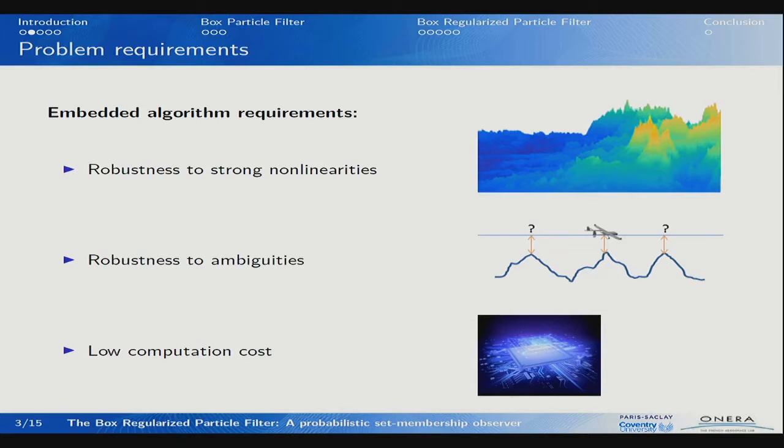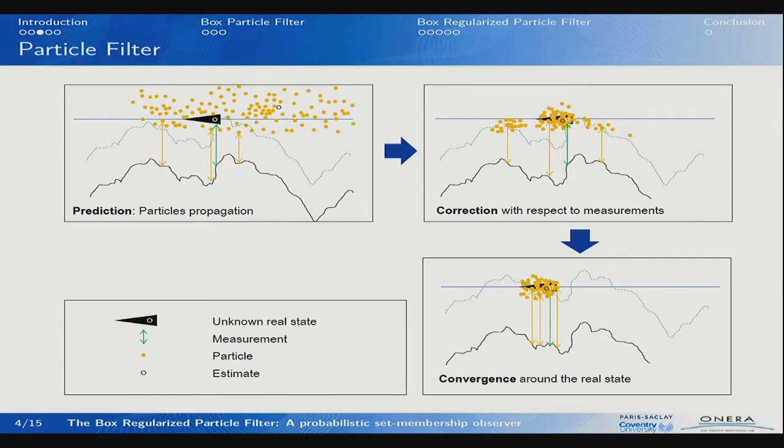We have to get an algorithm that is robust to strong nonlinearities, because the terrain is usually very nonlinear, and it is also non-analytical, because it is a map that we embed. It has to be robust to ambiguities. Nothing is more similar to a mountain than another mountain, so we have to cope with that. And we want to embed it, so it has to have a low computation cost.